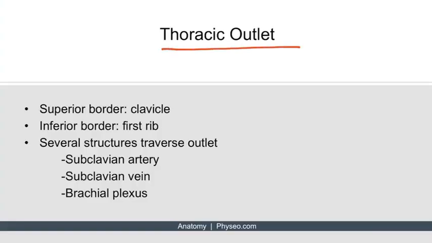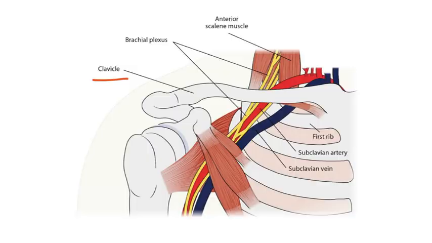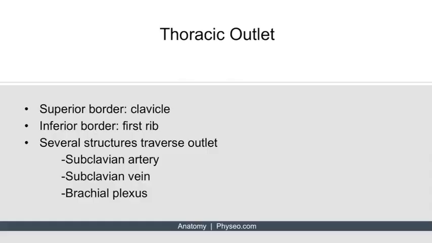The outlet has a superior and an inferior border. The superior border is made up of the clavicle, and the inferior border is the first rib. Notice the clavicle labeled right here, and the first rib is labeled right here. And you can see several vessels that travel through this outlet right here. Now, these structures that travel through the outlet include the subclavian artery, the subclavian vein, and the brachial plexus.